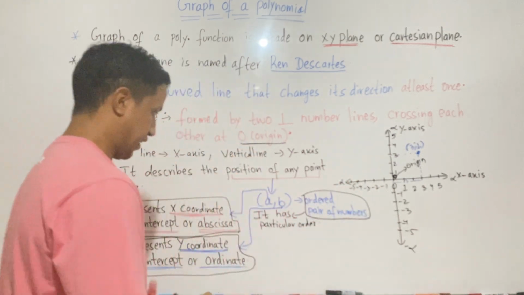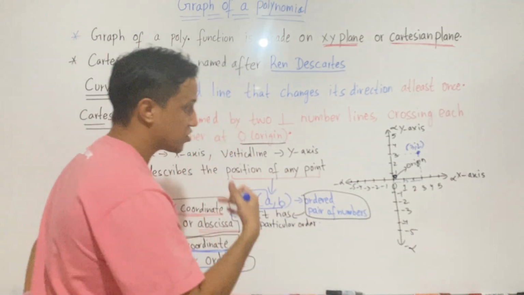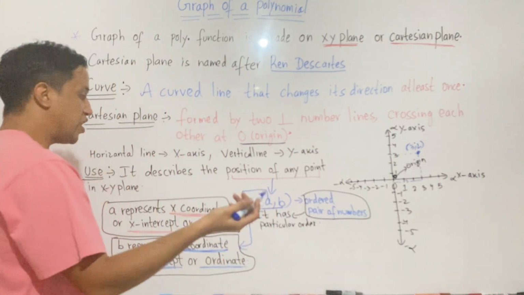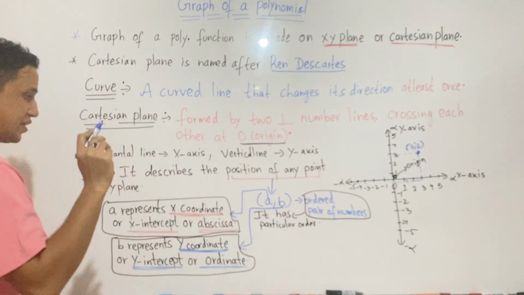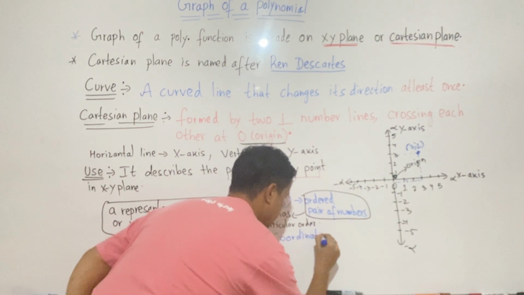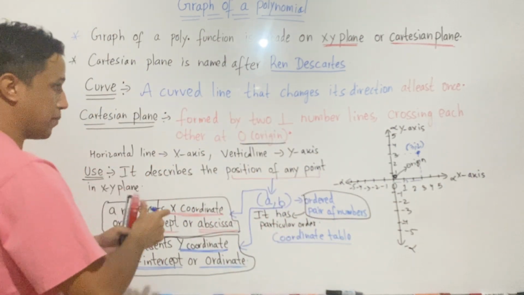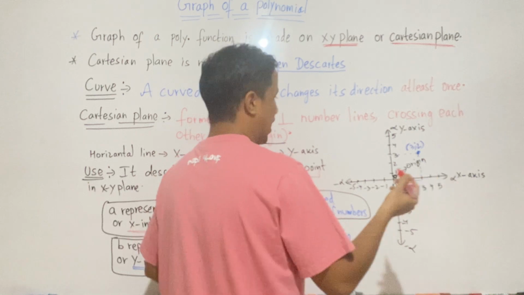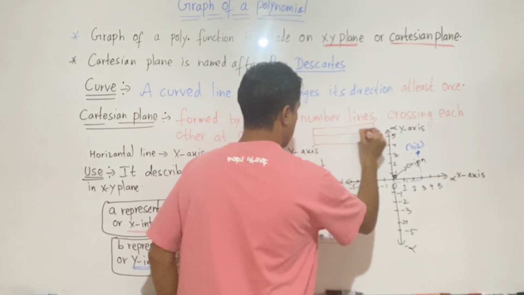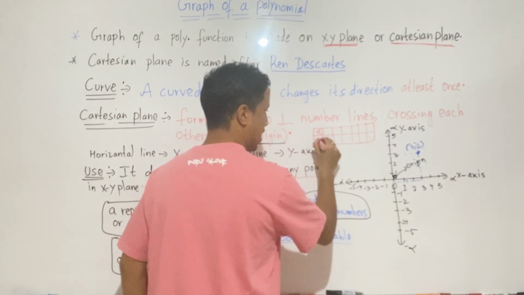There is one more thing. In the Cartesian plane, most of the time, not every time, we make a table known as a coordinate table. What does that mean? We maintain one table, like an ordinary table. For example, here I make a table. Here I will write x, here I will write y.